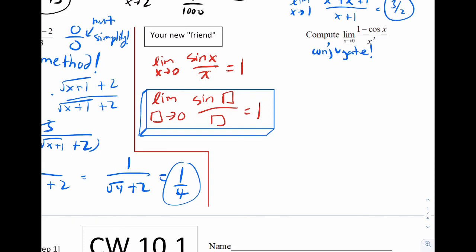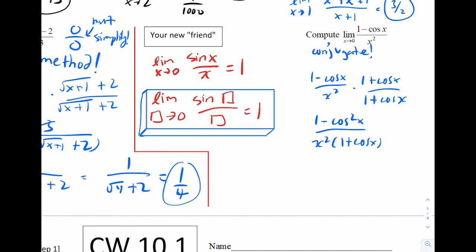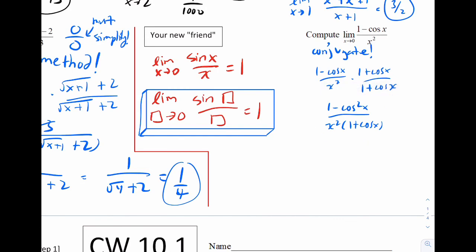So I'm going to use the conjugate. I'm going to write 1 minus cosine x over x squared multiplied by 1 plus cosine x over 1 plus cosine x. So notice how it kind of looks like an identity. Now I have 1 minus cosine squared x over x squared times 1 plus cosine x. I'm going to move these up a little bit. So all we're doing right now is we're just simplifying. And then hopefully remember your trig. This is sine squared.